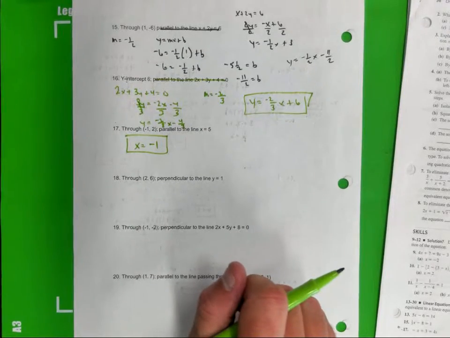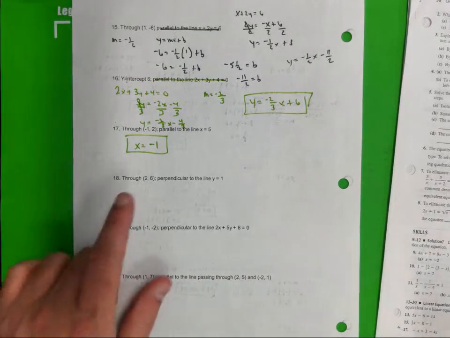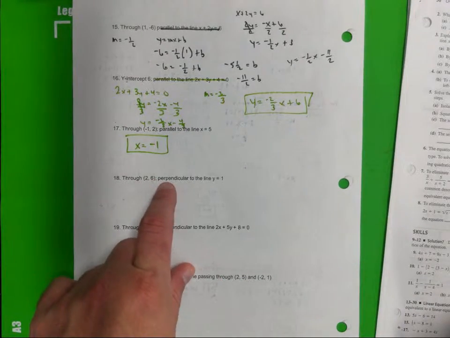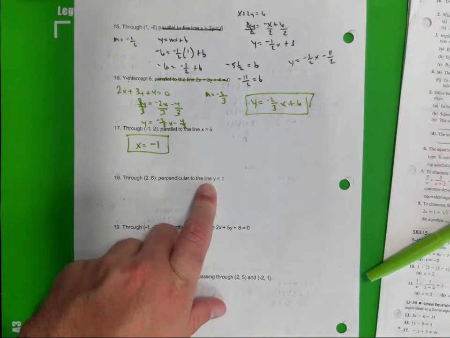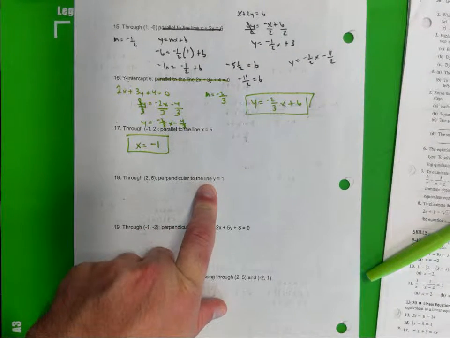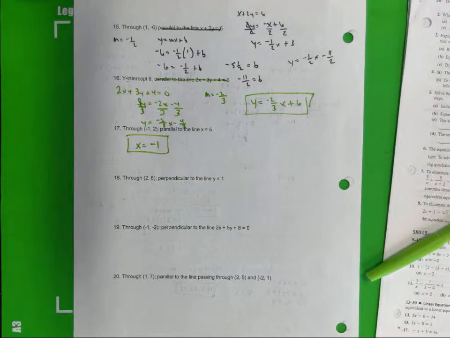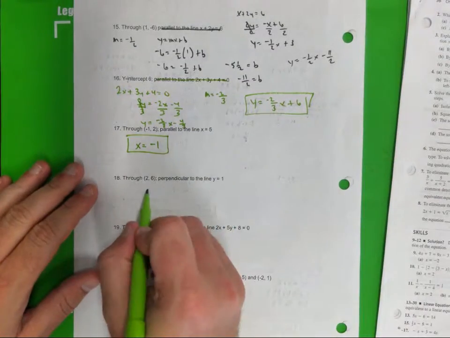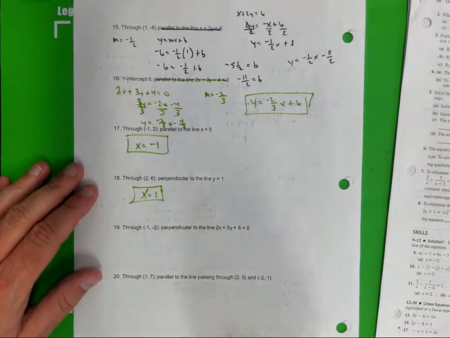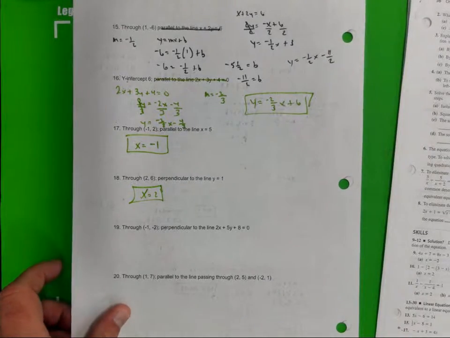Number 18, it says, ooh, this is a good one. Through point (2, 6), and it's perpendicular to the line y equals 1. Y equals 1 would be like this, wouldn't it? So perpendicular would be a line like this, wouldn't it? So will it be x equals or y equals? There you go. That's your answer. Okay.